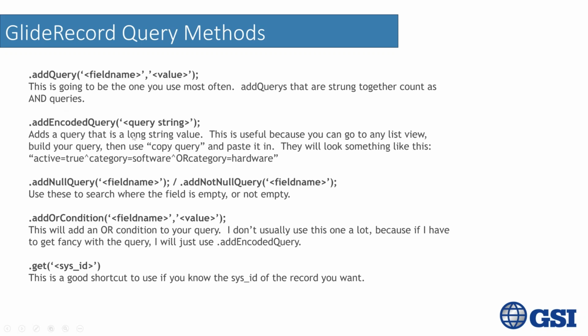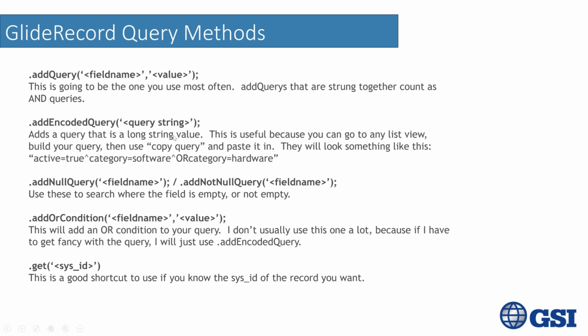Then you have addEncodedQuery. So addEncodedQuery is really great when you have a more complex query that's not as simple as priority is high, right? When you have something like, give me all the incidents that are between a certain date and are not assigned and this field is empty, or this, whenever things get kind of complicated, I like to go to an encoded query rather than stringing together a bunch of these.